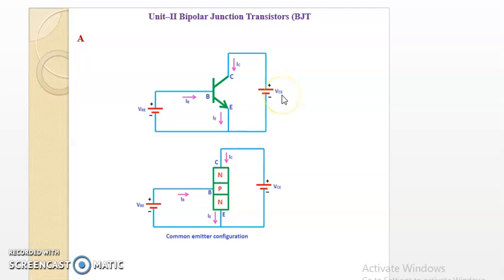The CE suffix shows that it is collector emitter. VCE in the sense potential difference applied across collector and emitter. VBE, base and emitter. Here also you see in the figure.